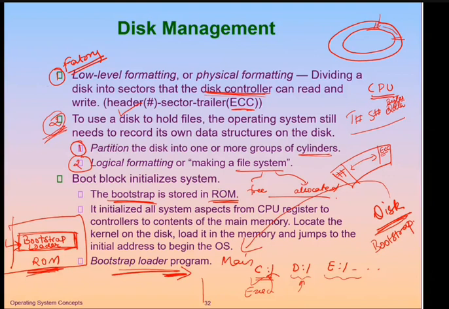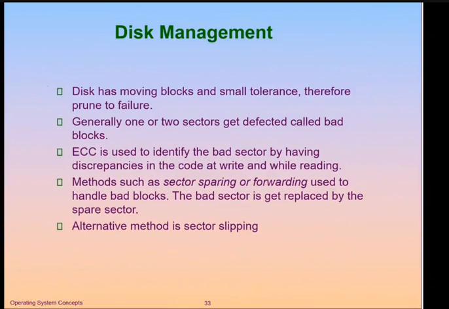Now again, this comes under disk management. Since the disk has moving parts, because everything is rotating, it is very prone to failure because it has a small tolerance. It is moving so fast, and the space between the head and the platters that are rotating is so small. So generally, it may happen that one or two sectors get defective. There are problems in some of the sectors, so it is very important to identify those sectors, also known as bad sectors or bad blocks.